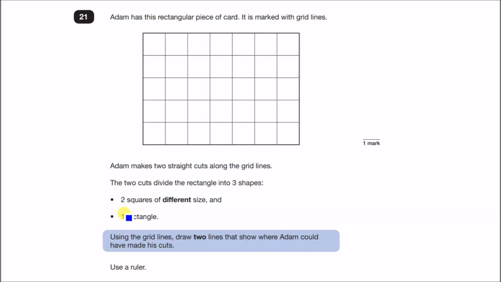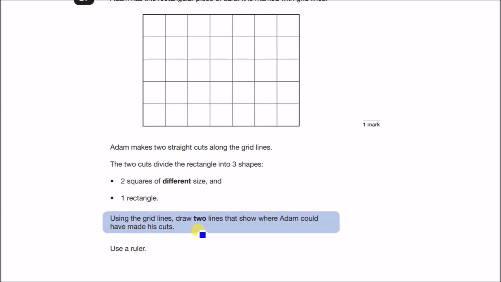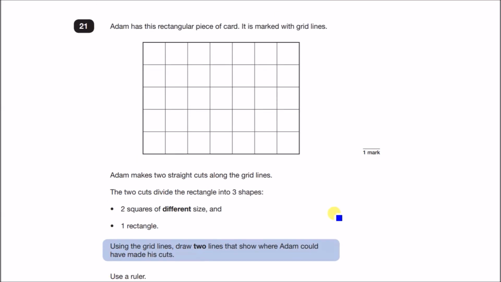So here they want us to produce 2 squares of different sizes and a rectangle. Now use the grid lines. Okay, using the grid lines, draw 2 lines that show where Adam could have made his cuts. Use a ruler. All right, so this is where things get funny. My advice for these kinds of questions, yeah, when they give you something of fixed dimensions like a square, always focus on the square, not the rectangle, because a rectangle could be practically any shape that isn't a square, and you have so many possibilities of rectangles. But for squares, you only have so much choice because they need to have the same dimensions.